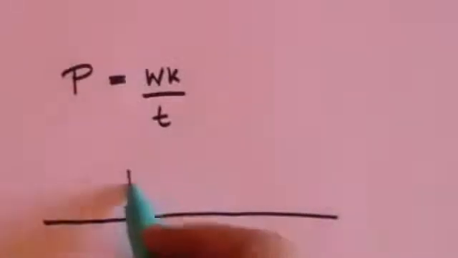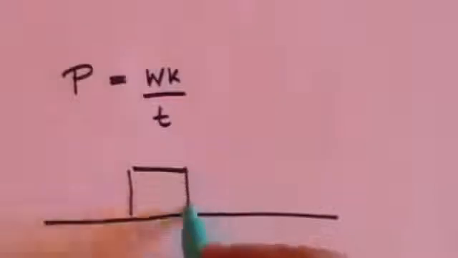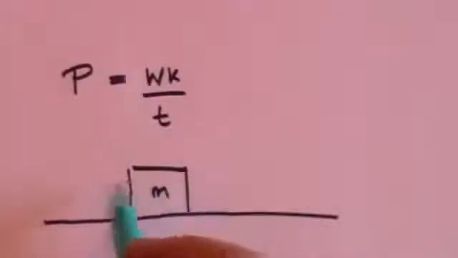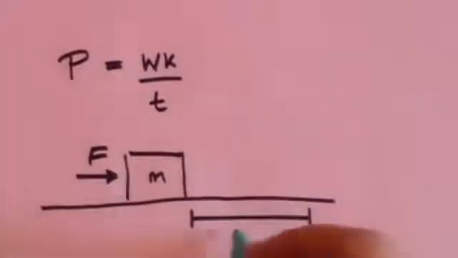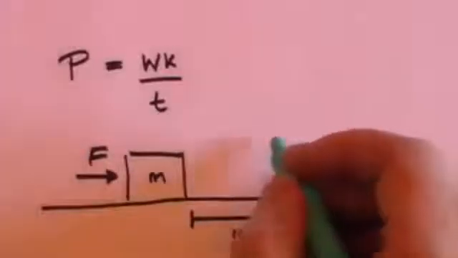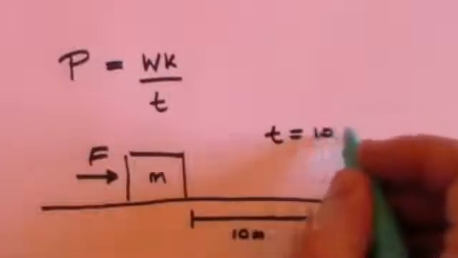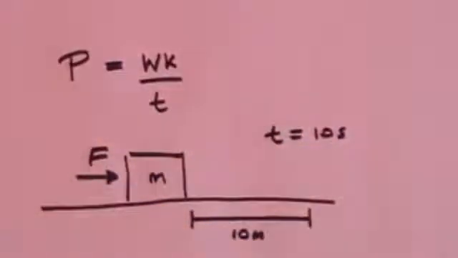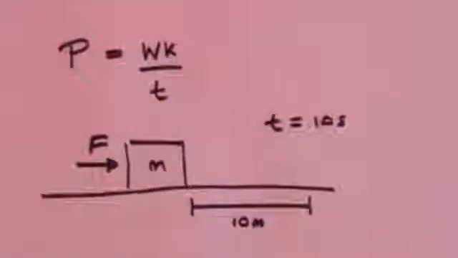So let's say we have our famous block which has a mass m, and we apply a force F to it, and we push it over a distance of 10 meters, and we take 10 seconds to do that, so the time is 10 seconds. What is the power that we have exerted?